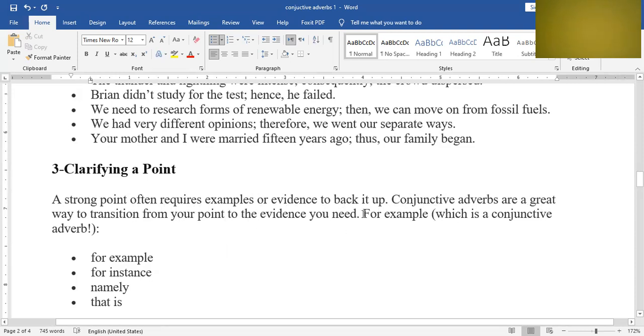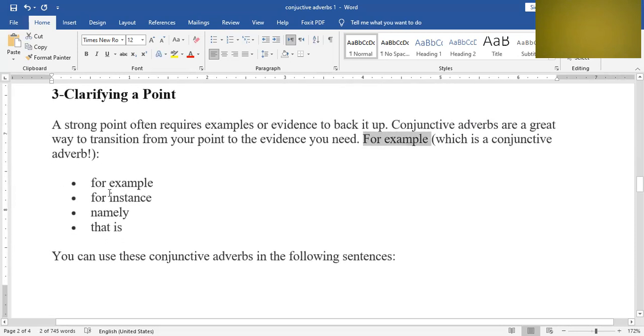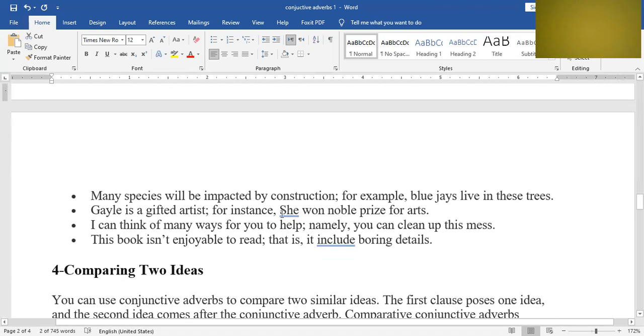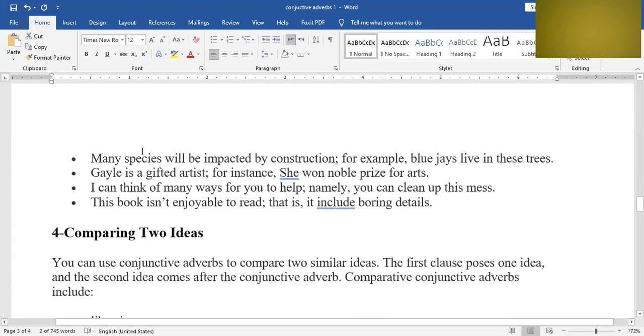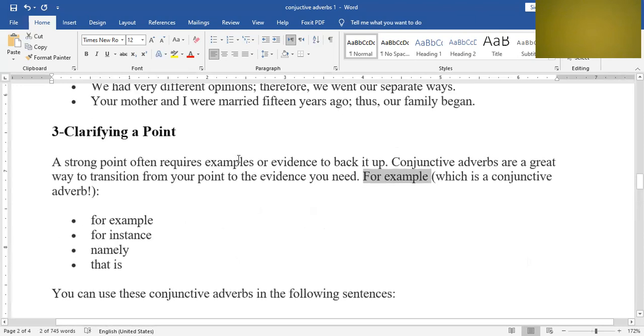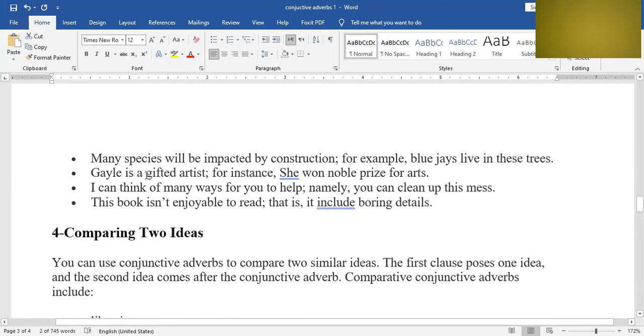For example, it is a conjunctive adverb. The phrase, for example, is a conjunctive adverb. As you see here, for example, for instance, namely, and that is. You can see the detailed examples here using conjunctive adverbs of clarifying points in context. Many species will be impacted by construction because the governments and people are building a lot of buildings and constructions. Many species will be impacted. For example, the species that will be impacted is blue jays, a type of birds which live in these trees.